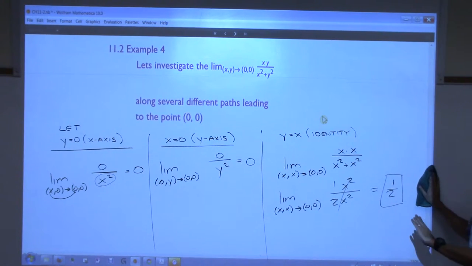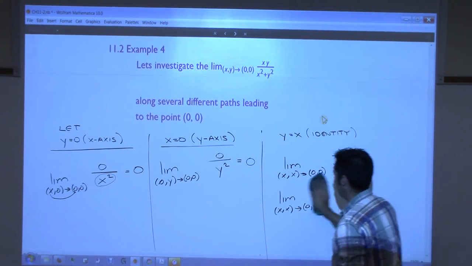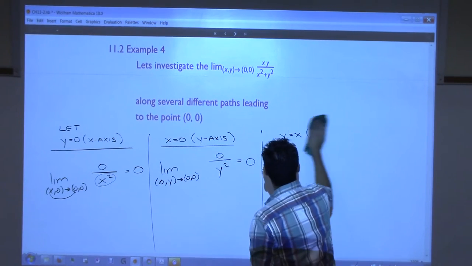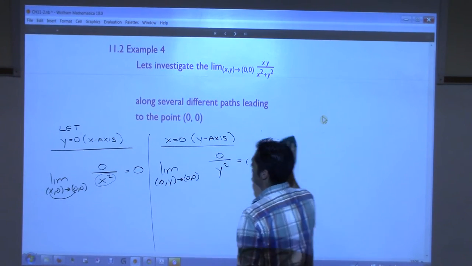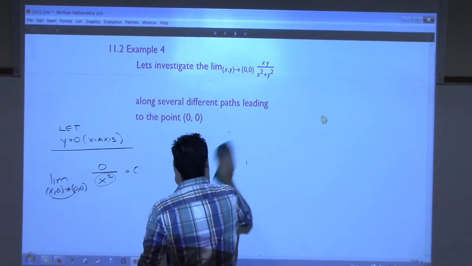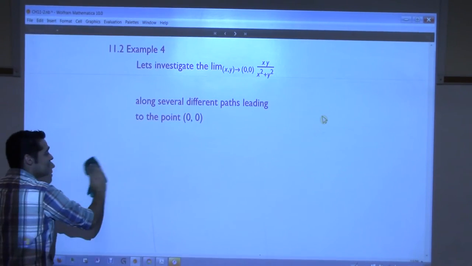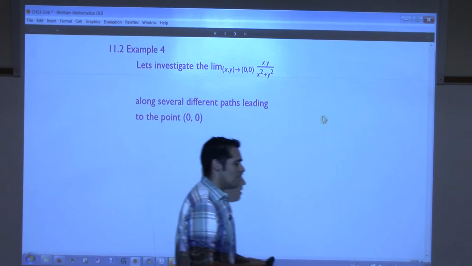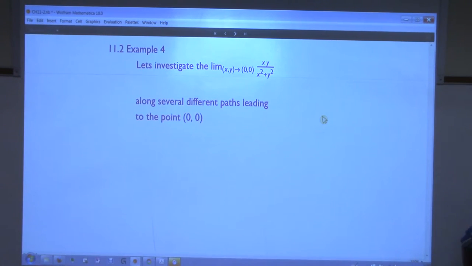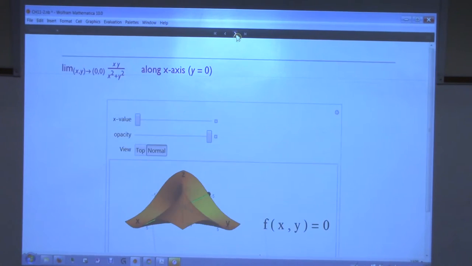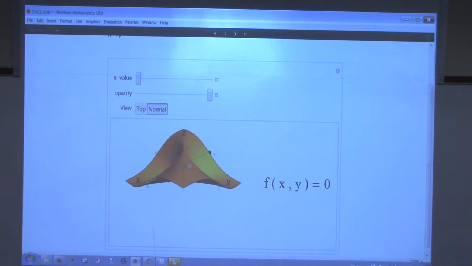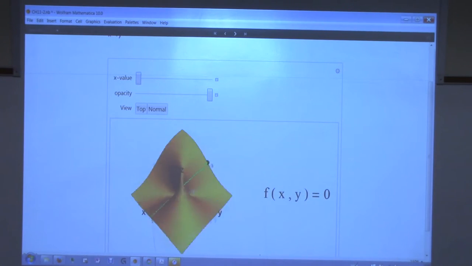Okay, good. Let's take a look at this one. This is a function. Do y'all have any idea what this looks like? It's a function that if you come in along the x-axis, it's approaching zero. Along the y-axis, it's approaching zero. But if you come in along the diagonal, the function is approaching the value of 1/2. So is it still a fortune cookie? Let's see. It kind of looks like a fortune cookie still. Right? Y'all see that?